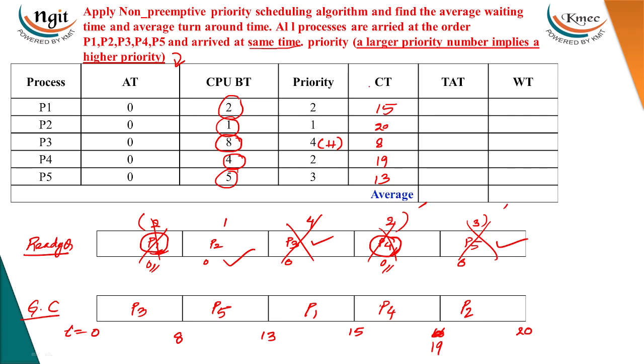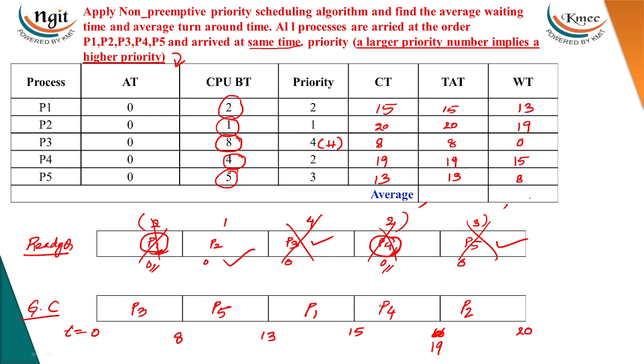Okay, now turnaround time, what is the formula for turnaround time? Completion time minus arrival time. So it will be again 15, 20, 8, 19, 13. Okay, so then what are the waiting times? It will be 15 minus 2, 20 minus 1, 8 minus 8, 19 minus 4, 13 minus 5. So it will be 13, then followed by 19, 0, 15, 8.